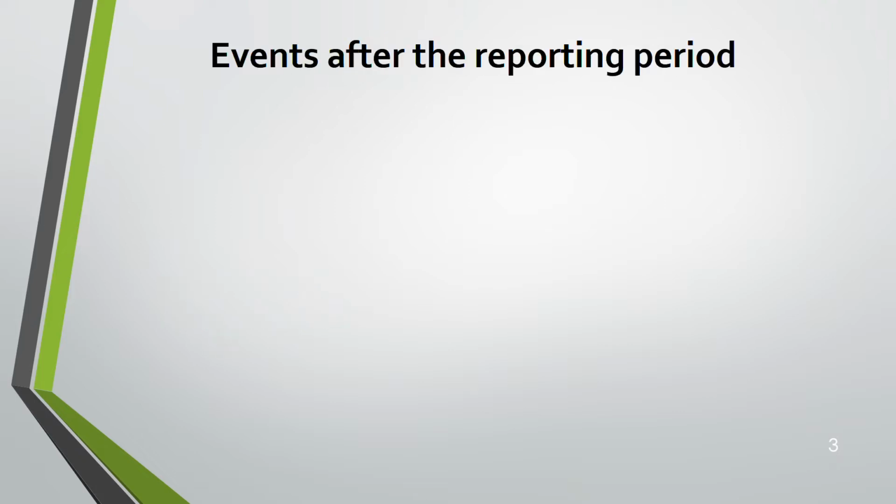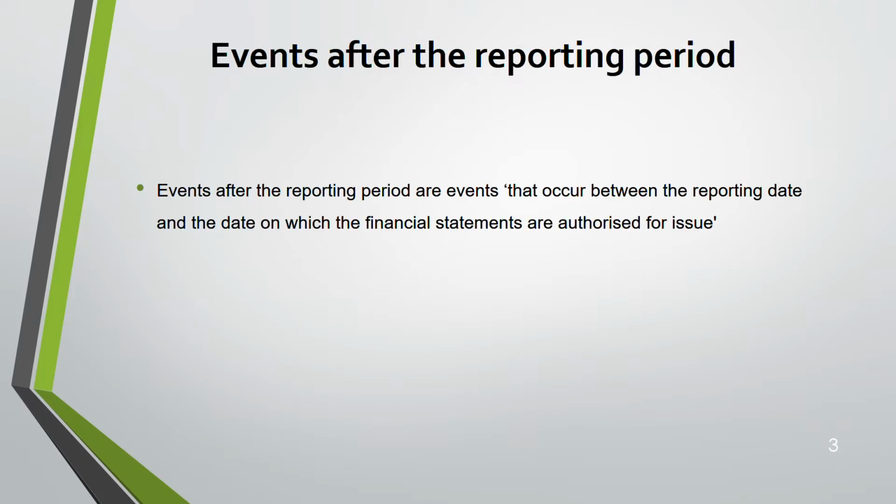So events after the reporting period, okay? That means those events which occur between the reporting date and the date on which financial statements are authorized for issue. There is a gap. During that gap, any event that occurs is known as events after the reporting period. But some need to be adjusted, some you do not adjust, and you have to identify which ones. We are going to go through that list.